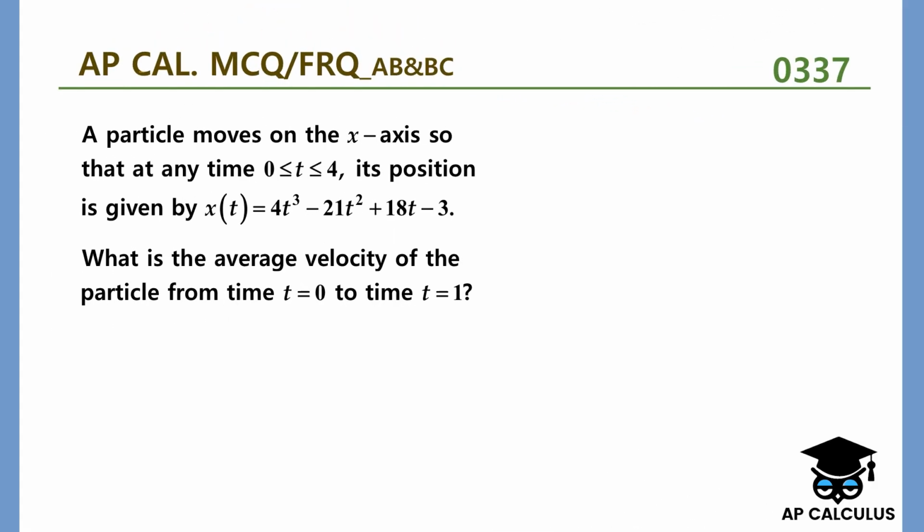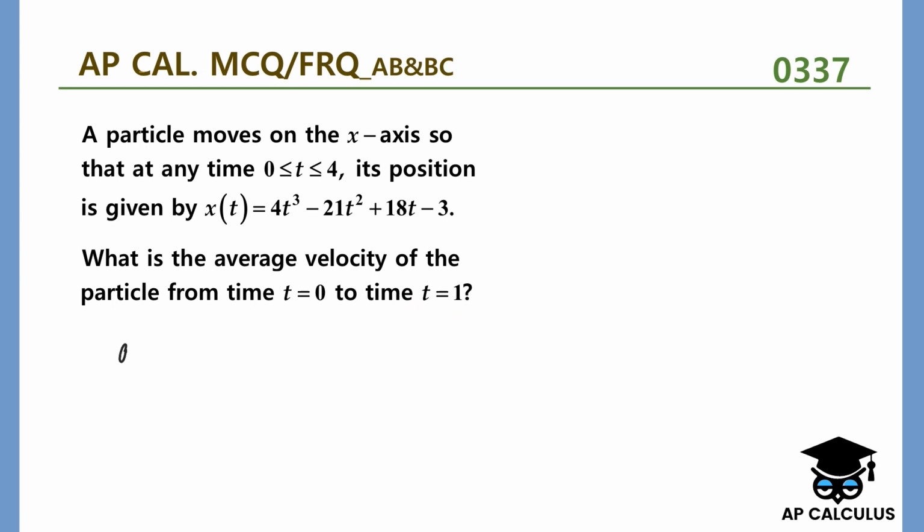Question 337. A particle moves on the x-axis so that at any time t between 0 and 4, its position is given by this. What is the average velocity of the particle from t equals 0 to t equals 1? When position is given, the average velocity of the particle is the slope of the secant line that passes through 2 points at t equals 0 and t equals 1, right?